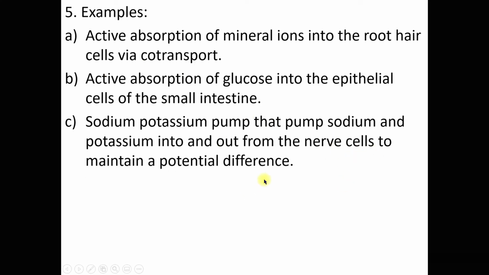Now, examples of active transport. Active absorption of mineral ions into the root hair cells via co-transport protein. And then active absorption of glucose into the epithelial cells of the small intestine. Then the sodium potassium pump that pumps sodium and potassium into and out from the nerve cells to maintain a potential difference. This potential difference you learn in detail in the second semester, or you can search in my channel. It's there, in the action potential topic.